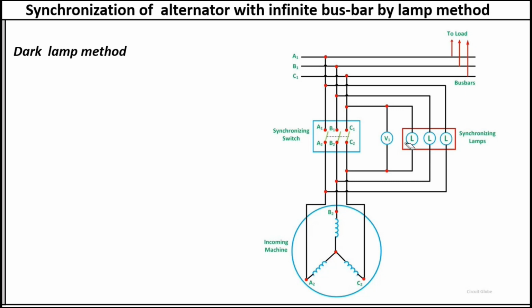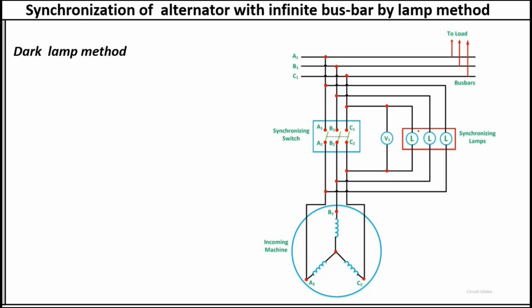And in parallel, three lamps are connected, and you can see here these lamps are connected between the same phase. Suppose this is lamp 1, it is connected between C and C of the machine. This is also connected between the same phase, meaning these lamps are connected in the same phase.